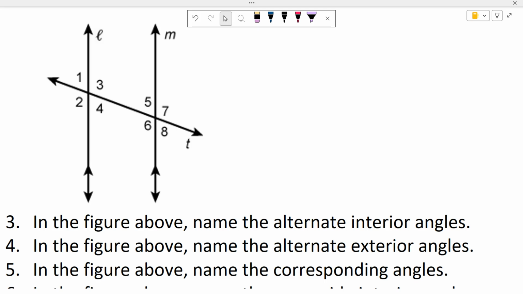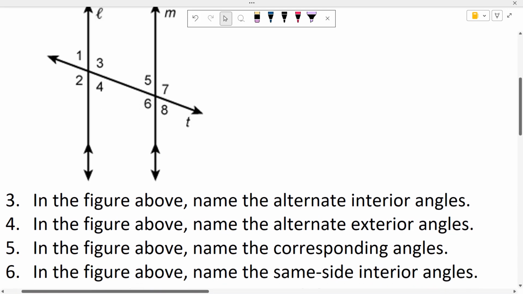Okay? James said 1 and 8 are alternate exterior, which is correct. What's the other pair of alternate exterior, Kenzie? 2 and 7. Okay, there's 4 pairs of corresponding angles. Give me one of them, Sawyer. 1 and 5. What's another pair, Hallie? 2 and 6 are corresponding. What's another one, Tevin? 3 and 7. Braylon, the other one. 4 and 8, those are the corresponding angles.